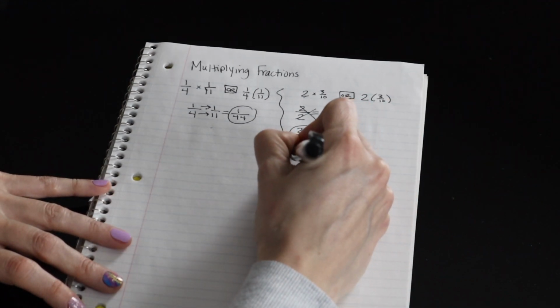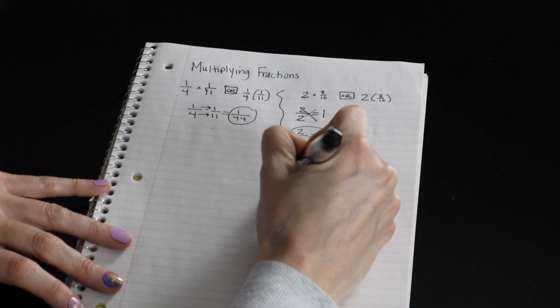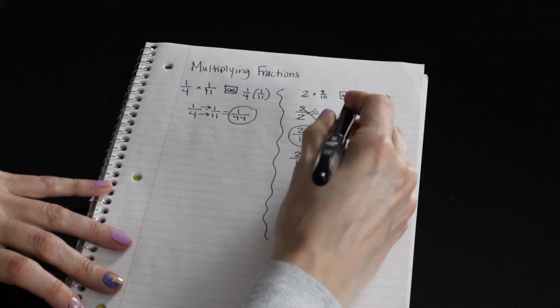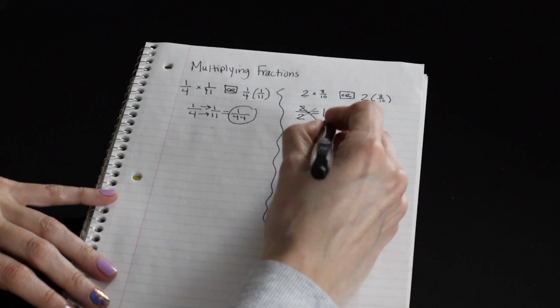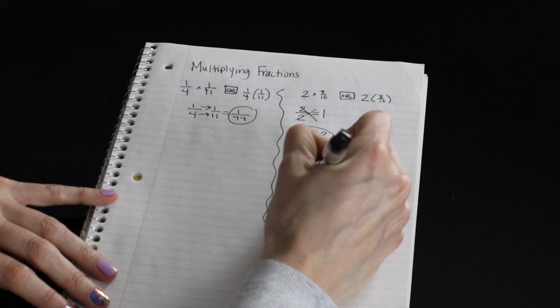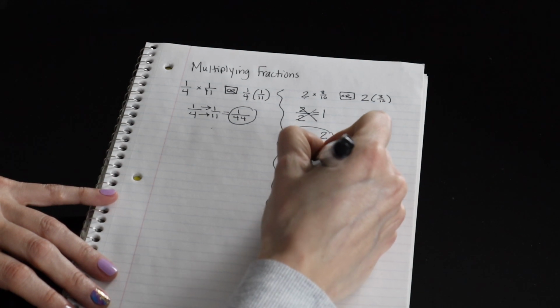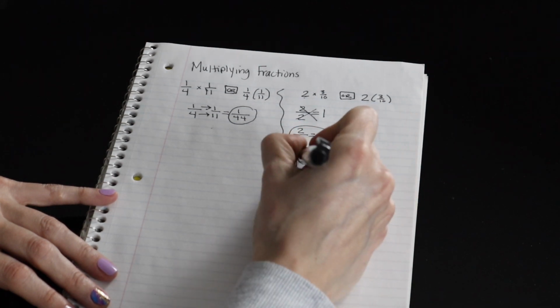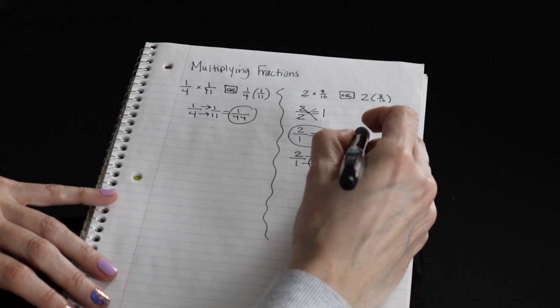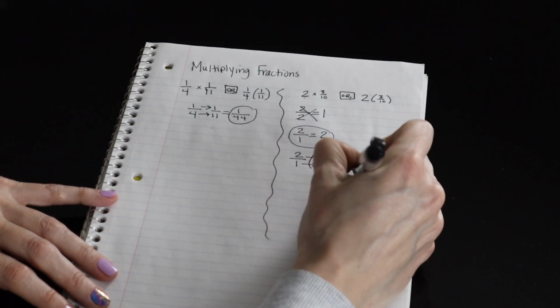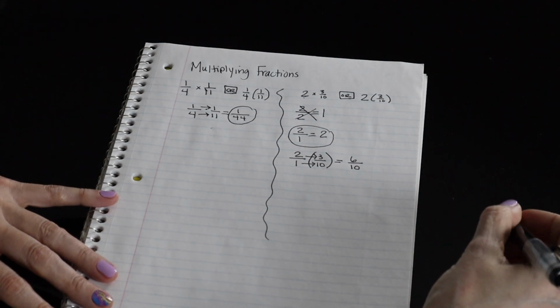So we're going to set this up, and we're going to say 2 over 1. Now this time I'm going to do the parentheses. The same step, same method. 3 over 10. I'm still going to multiply straight across. 3 times 2 is 6. 1 times 10 is 10.